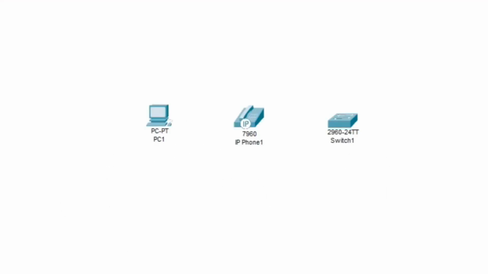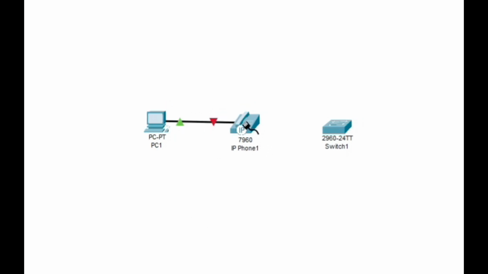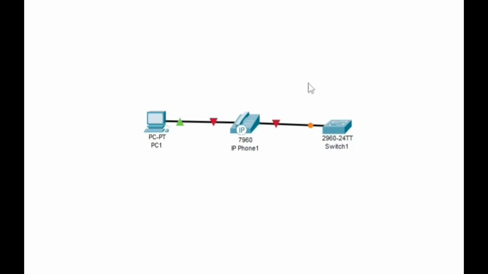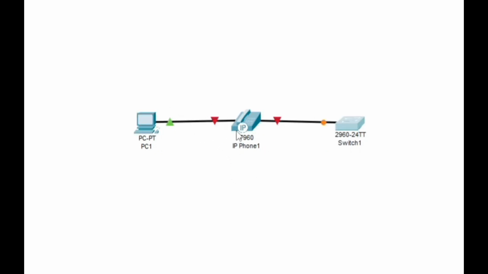Okay, so now we will cable it. Let's start with the computer in here. Just click on the cable, click on the computer, and select Fast Ethernet, then click on the phone and select the PC because we are connecting the PC to the phone. Now grab another cable, click on the phone, click on the switch, and go to FastEthernet 1 or any port. And then of course, as you can see, the light is red, which means traffic's not going through yet.